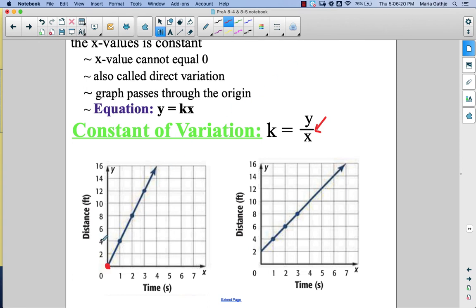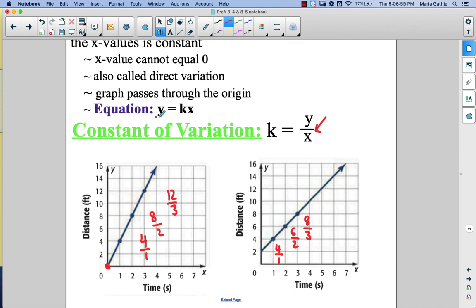So the ratio here would be 4 over 1 for the first point, 8 over 2 for the second point, and 12 over 3 for the third point. 4 over 1 is 4, 8 over 2 is 4, 12 over 3 is 4. On this second graph, I again have 4 over 1, but the next point is 6 over 2, and the last point is 8 over 3. 4 is not the same as 3, which is not the same as 2 and 2/3. So if it doesn't go through 0, we're not going to have this proportional equation.